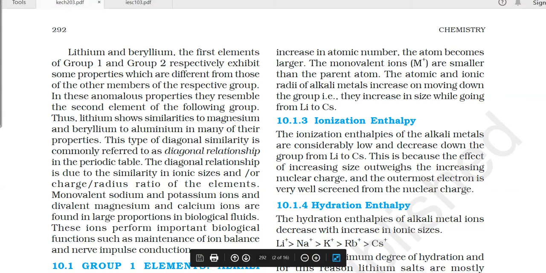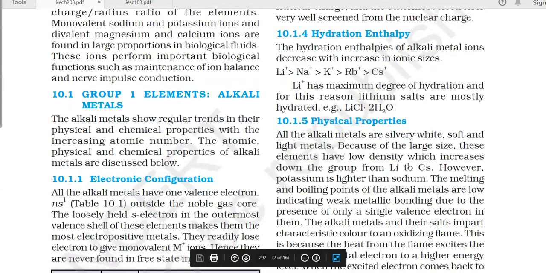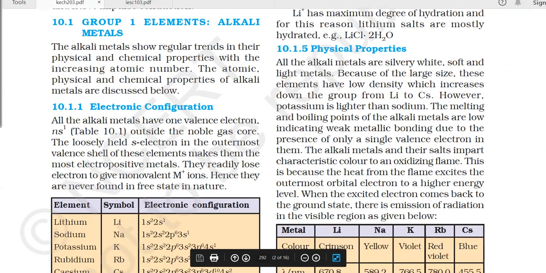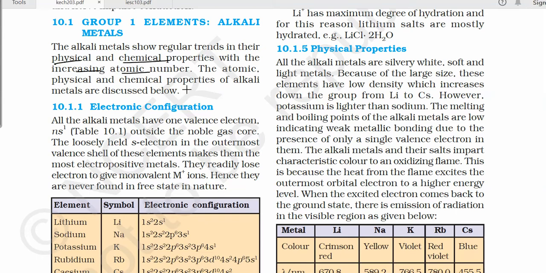Let's move further and see the next topic, that is, let's start talking about the alkali metals, that is the group 1 elements. Alkali metals have a regular trend in their physical and chemical properties with the increase in their atomic number. We can observe regular trends in their physical and chemical properties according to their increasing atomic number. The atomic, physical and chemical properties of alkali metals can be started with the discussion of their electronic configuration.